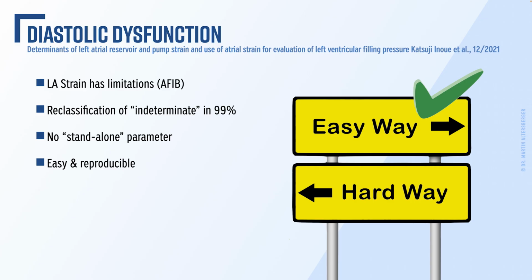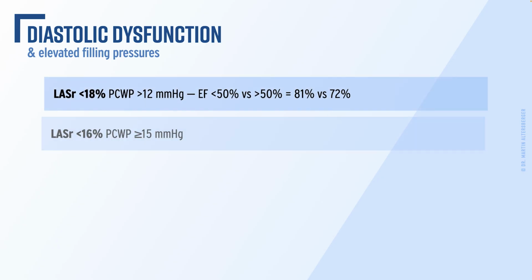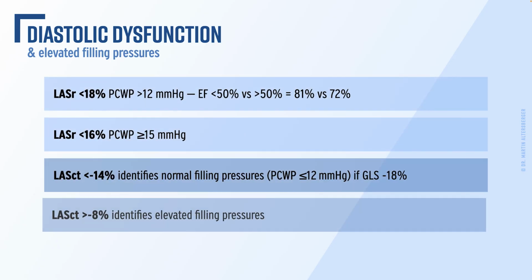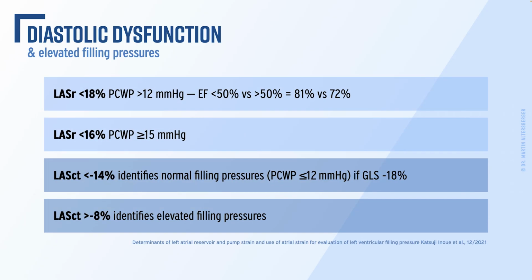But as with all in medicine, with all in echocardiography, you should perform around 80 to 100 measurements yourself to get a feeling if the measurement is reliable or if something is still off. So left atrial strain can work quite well. Here are again the cutoffs for the elevation in filling pressures for you to see, which I think works very often very, very nicely.